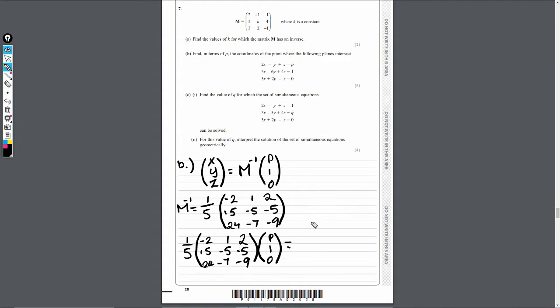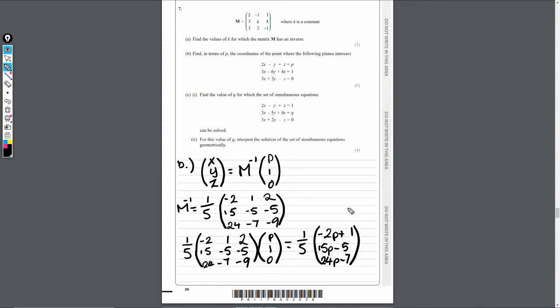So my first value will be, I'm going to keep the 1/5 on the outside just yet, so it's going to be 1/5 of -2P like we said, plus 1. Doing the next one now, so 15 times P, I'm going to have 15P minus 5, but hopefully this is really straightforward multiplication. And then finally 24 times P, I'm going to get 24P minus 7.